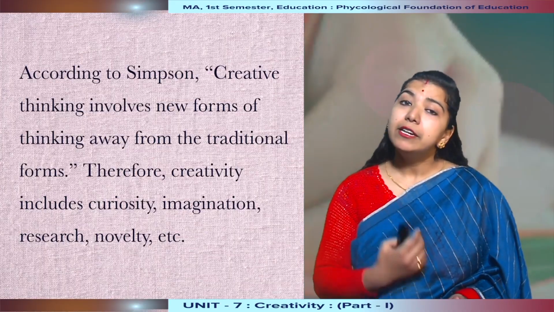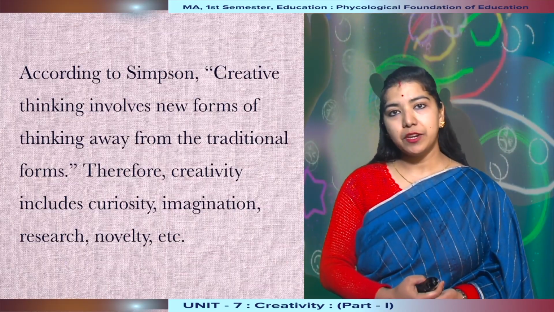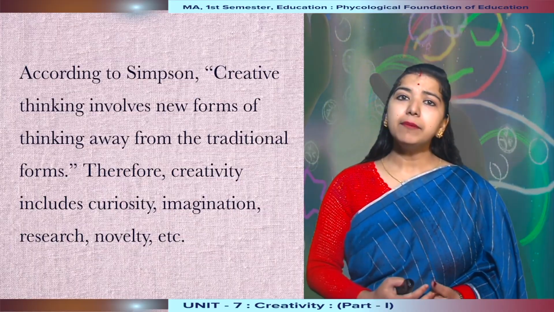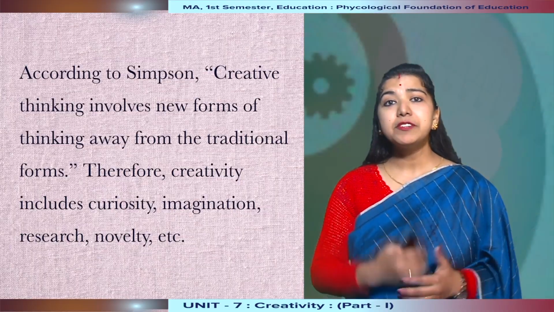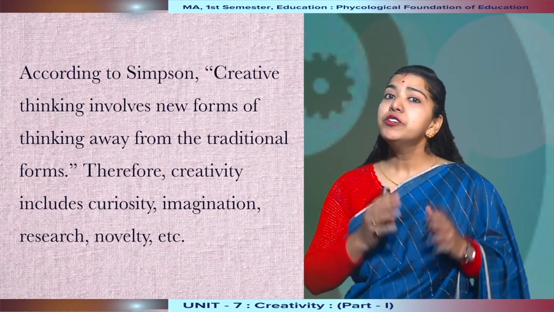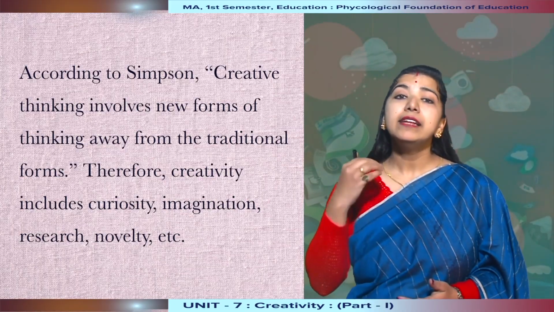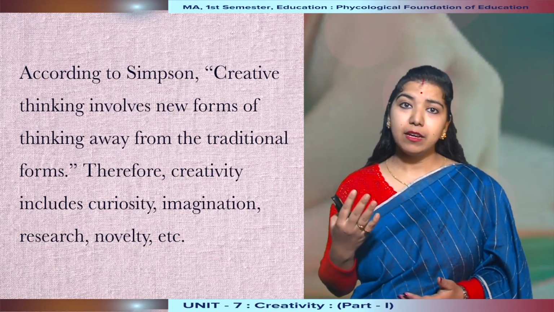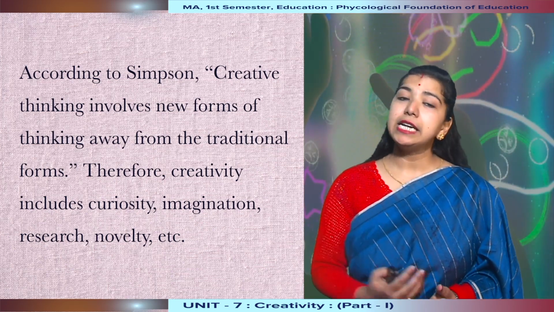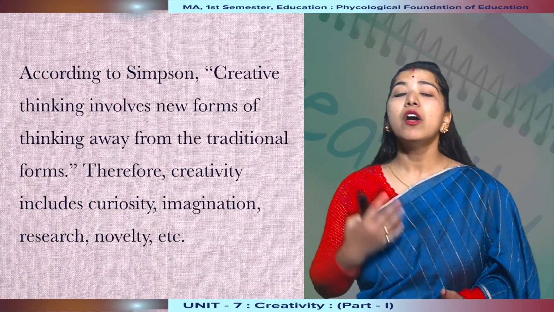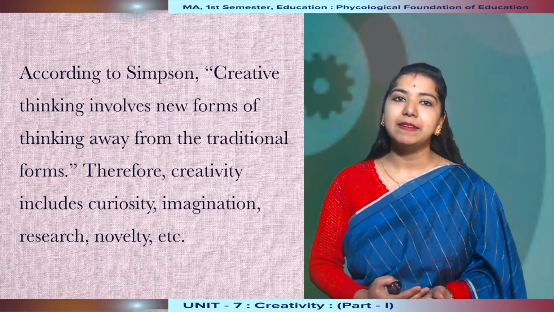It involves curiosity, imagination, research, novelty, etc. Because a creative person is always in search of a new thing. He strives for novelty. He doesn't go for the existing one. Therefore, he needs what? Curiosity. What is going on? He is always curious. He is always imaginative. And he always looks for novelty and research. That is why he is a creative person.